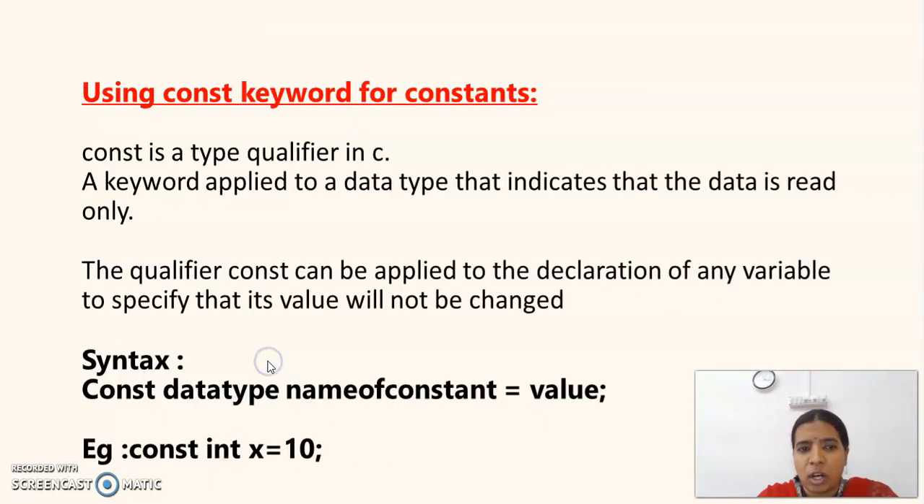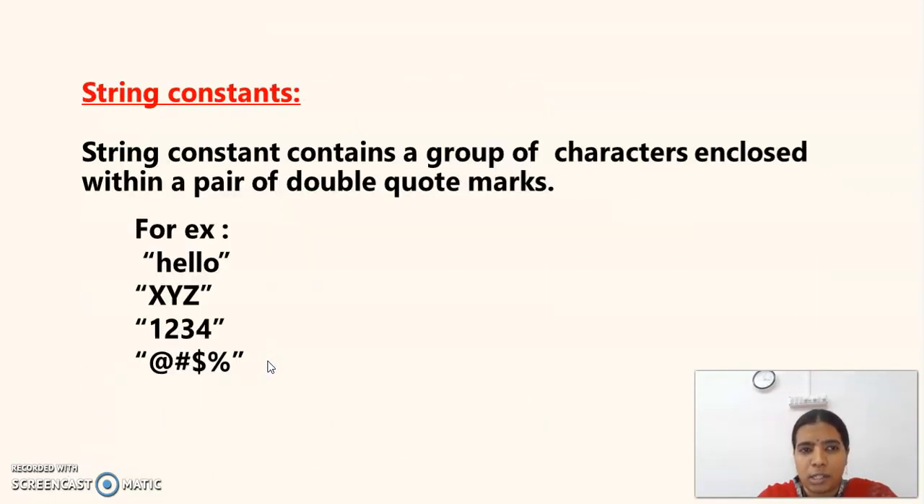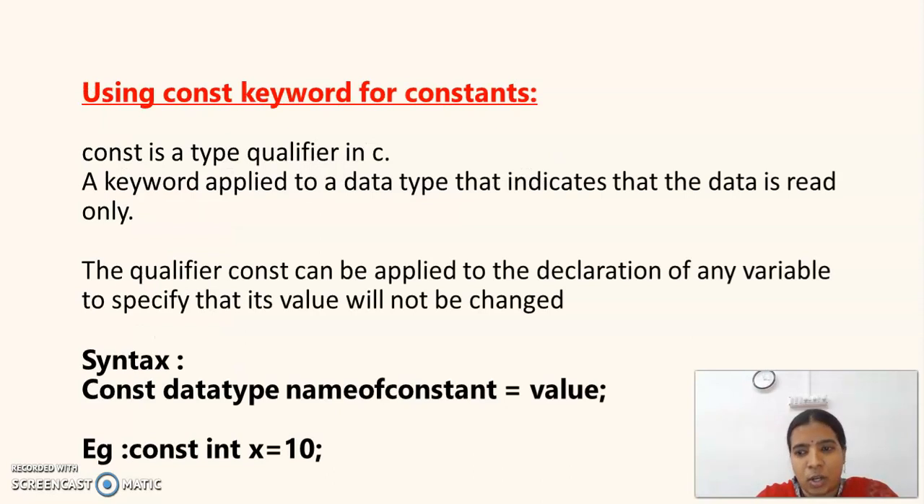So we'll get back to string constants. How do you define a string constant? A string constant is something where a group of characters is enclosed in double quotes. Examples are double quotes hello, double quotes XYZ in capital, double quotes 1, 2, 3, 4, and double quotes some set of symbols, or double quotes with a large amount of space. Anything of this class is a string constant.